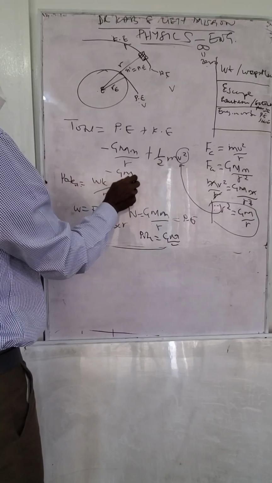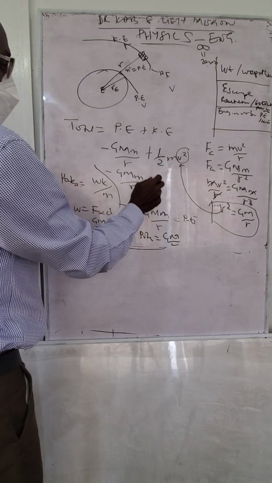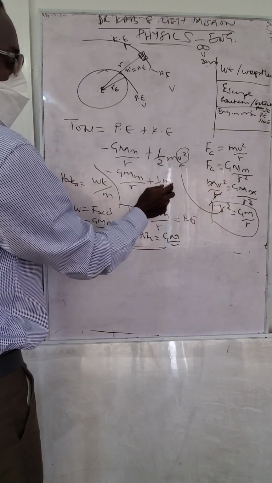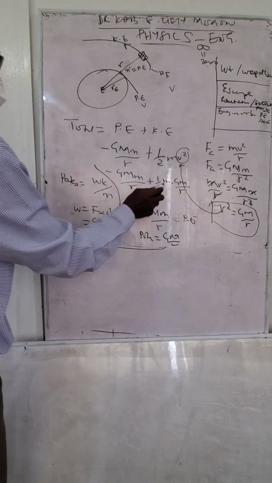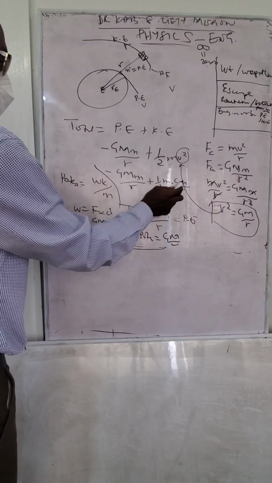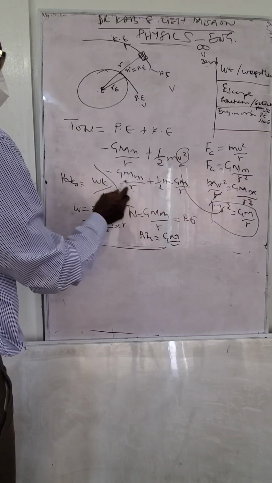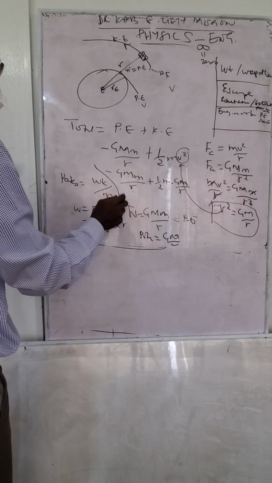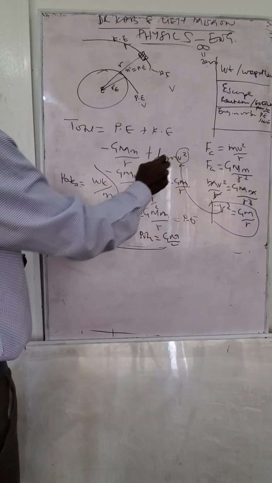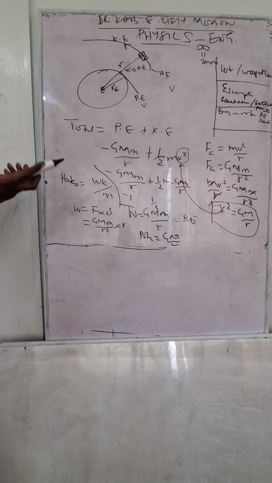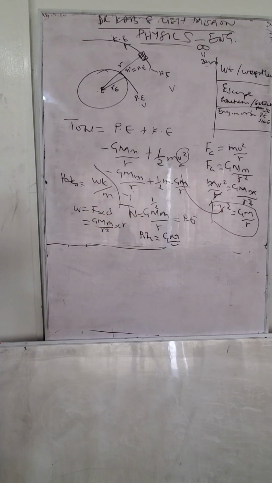Negative GMm over R plus half m times GM over R. See that this small m is here, GM is here, capital M is here, R is here. So see that in terms of numbers, this whole thing is like -1, and this is like half. So it's like the potential energy is like twice the kinetic energy. In terms of quantity, it's like twice the kinetic energy. And that's the picture I wanted us to show.